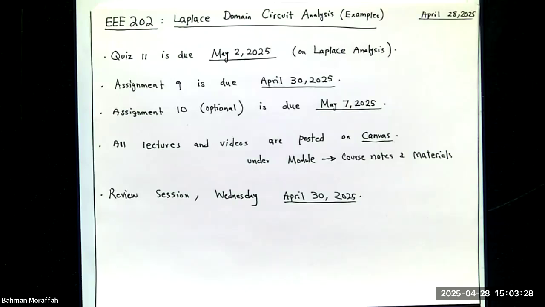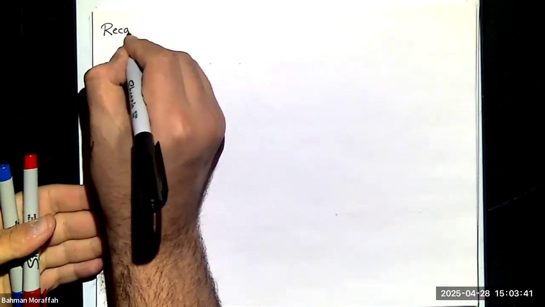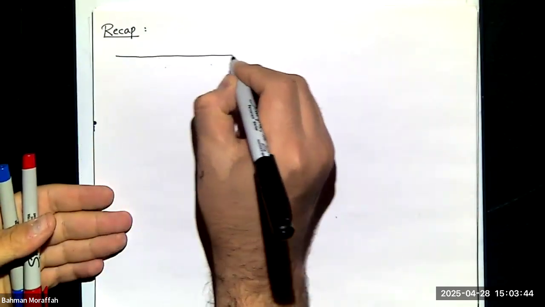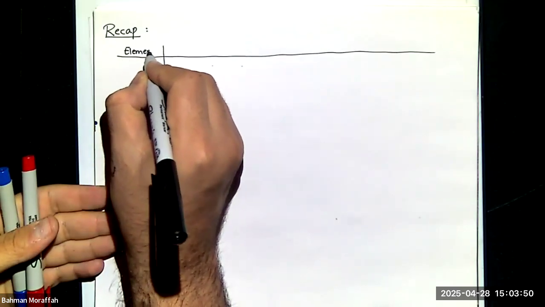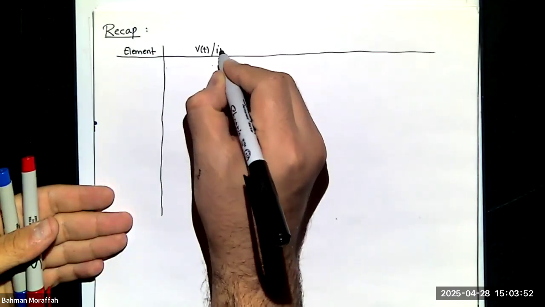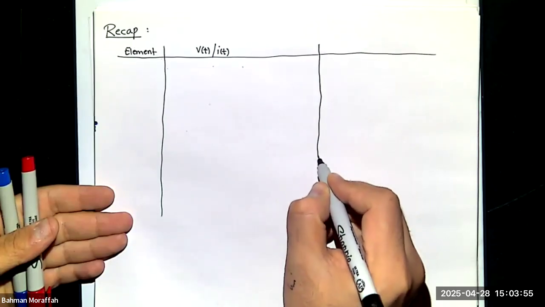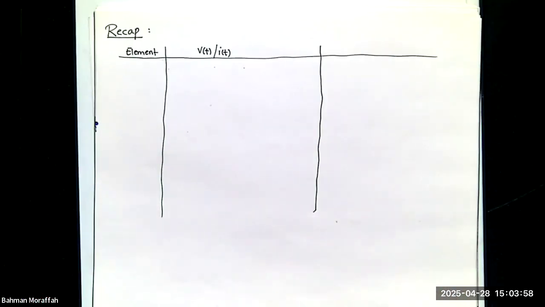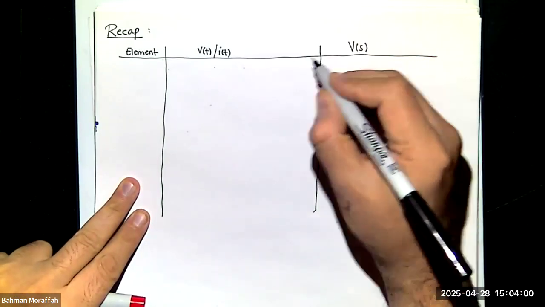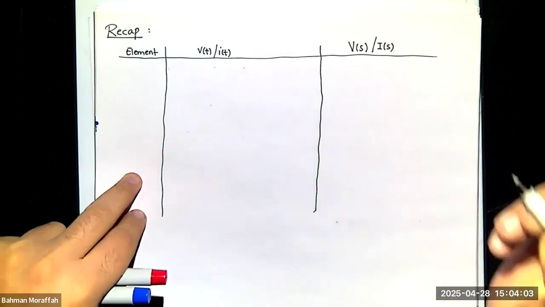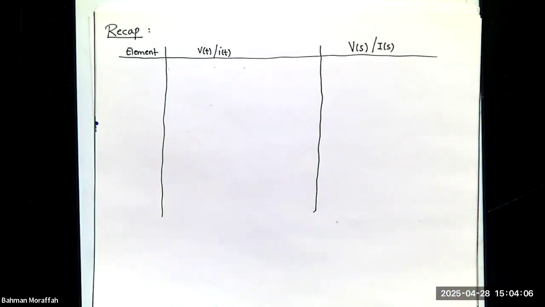So to quickly refresh your memory, let me just write down all those elements and then do a few examples. Okay. So recap. Let's just say I have these elements. And this is the v(t)-i(t) relationship. And assuming the Laplace transform of v(t) is V(s), Laplace transform of i(t) is I(s), this is the V(s)-I(s) relationship.